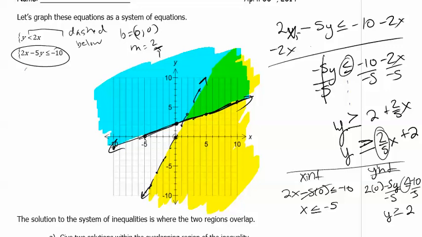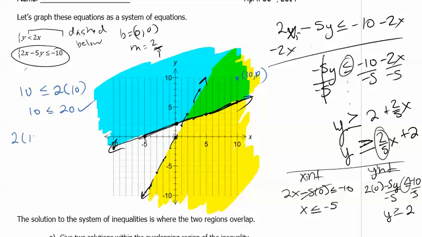I'm going to pick a point in my overlapping region, which is here. Let's use 10, 10. That's a nice, easy number, and that'll be easy to check. I'm going to check it in both inequalities. In the first one, 10 is less than 2 times 10, an x value of 10. So 10 is less than or equal to 20. Well, that's true. Let's try it in the next one.